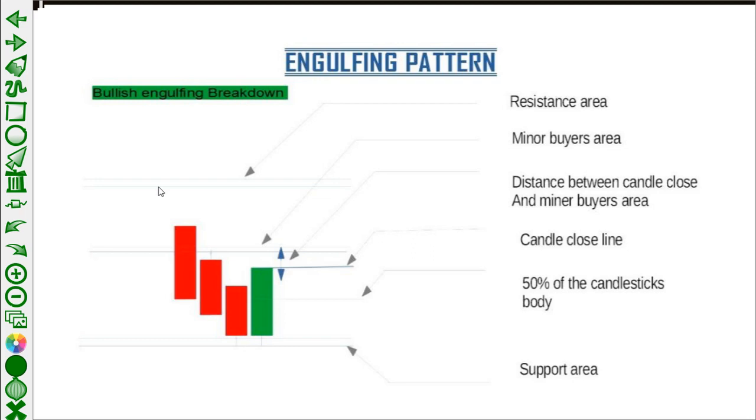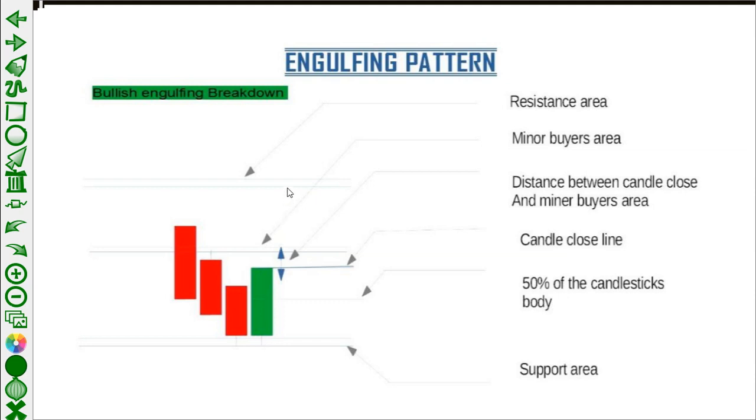Here we can see in a diagram that we have drawn a resistance area, minor bias area, and support area. I am going to show how to draw exactly these levels at the end of this video. So stay tuned till the end of the video. But we should draw these areas first.